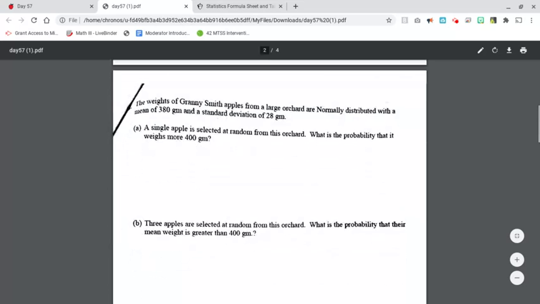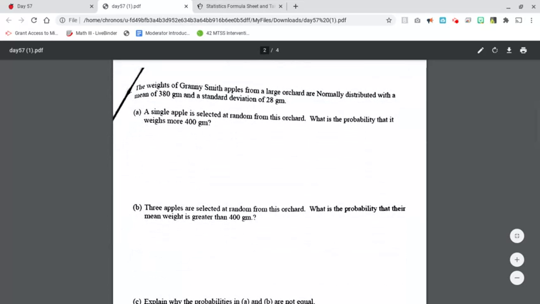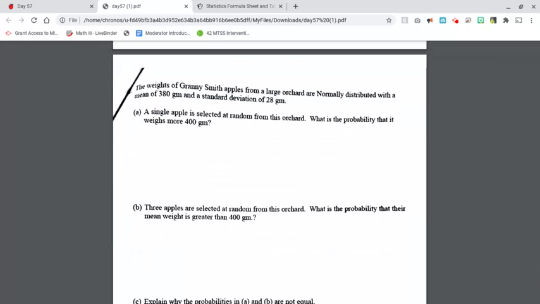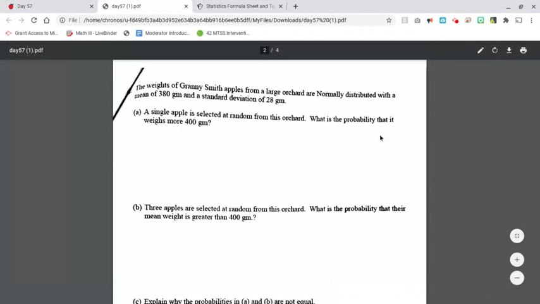All right, number 2. The weights of Granny Smith apples from a large orchard are normally distributed with a mean of 380 and standard deviation of 28. What is the probability that it weighs more than 400? So we want to do a normal CDF here from 400 to infinity with a mean of 380 and standard deviation of 28. Make sure that you are writing down all of that to show your work, so you don't just have a naked answer there.